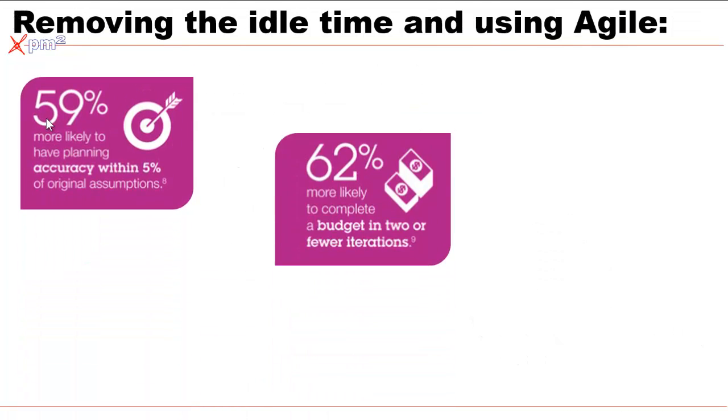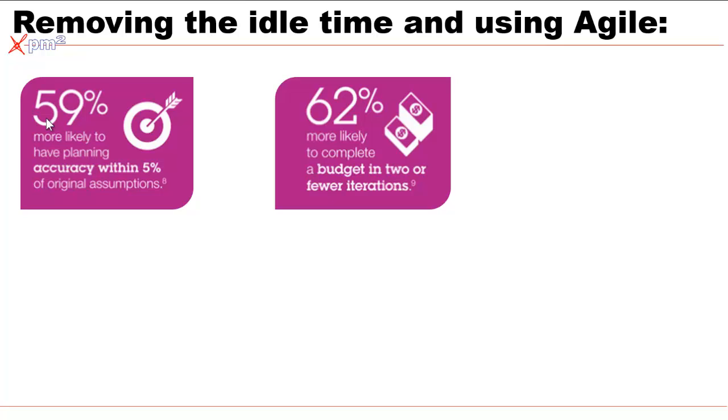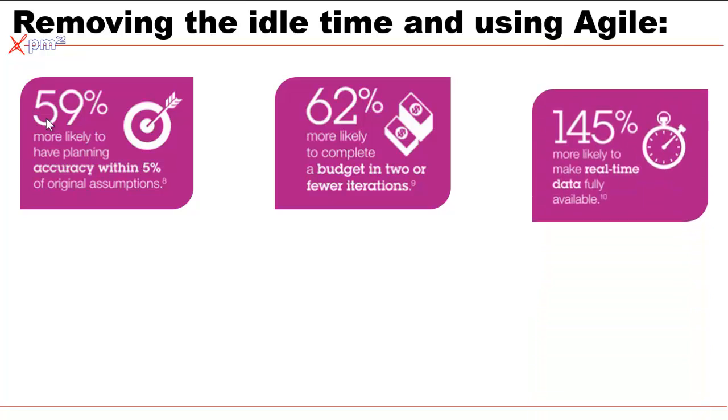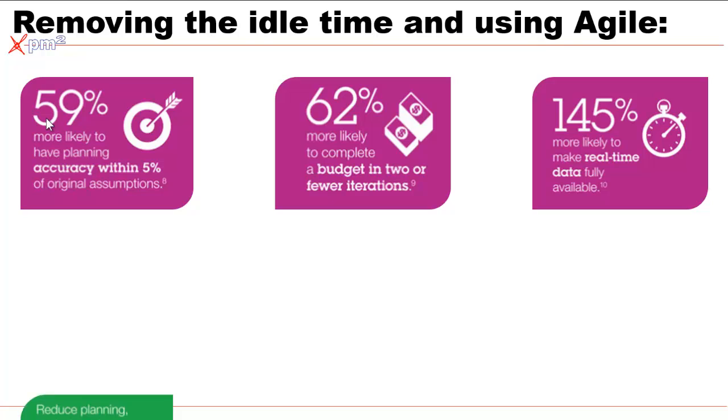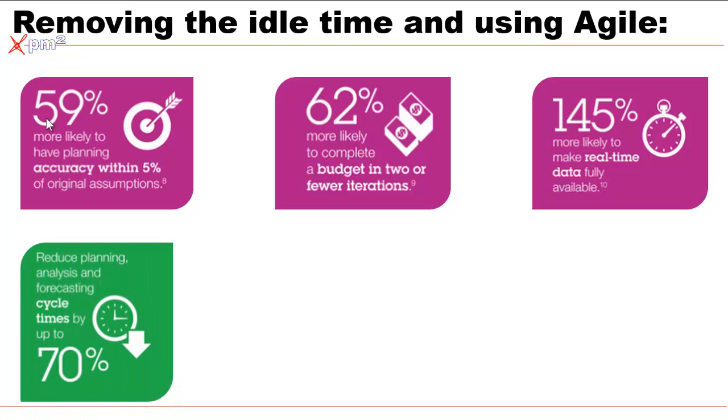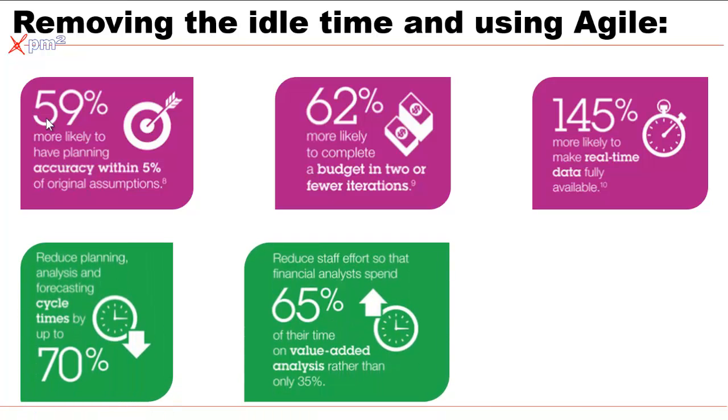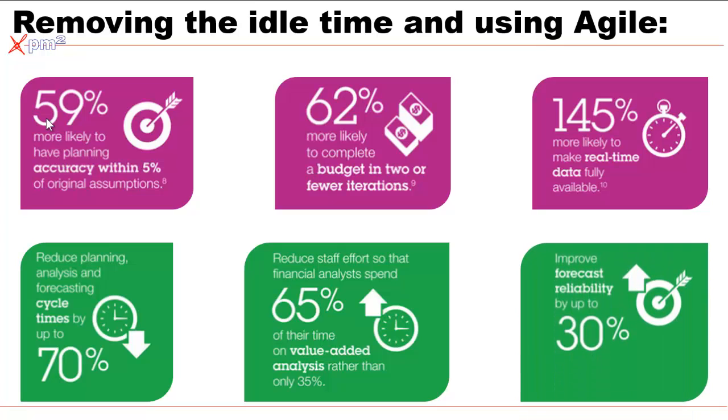So a bunch of statistics about that. You're more likely to be accurate. You have a more complete budget with fewer iterations. You have more real-time data. The cycle times reduce. The effort level reduces or value added increases, and the reliability increases.